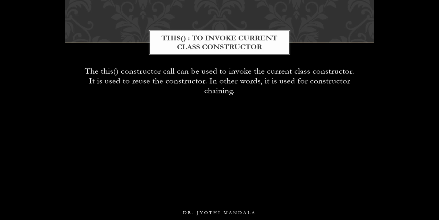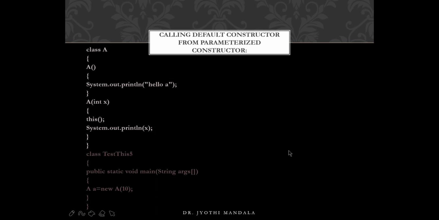Now, if you want to call one constructor from another constructor, it can be easily done by using your this keyword. So how can that be done? Normally, the this keyword in the constructor is used to achieve constructor chaining. To understand this one, let me show you a simple example here.